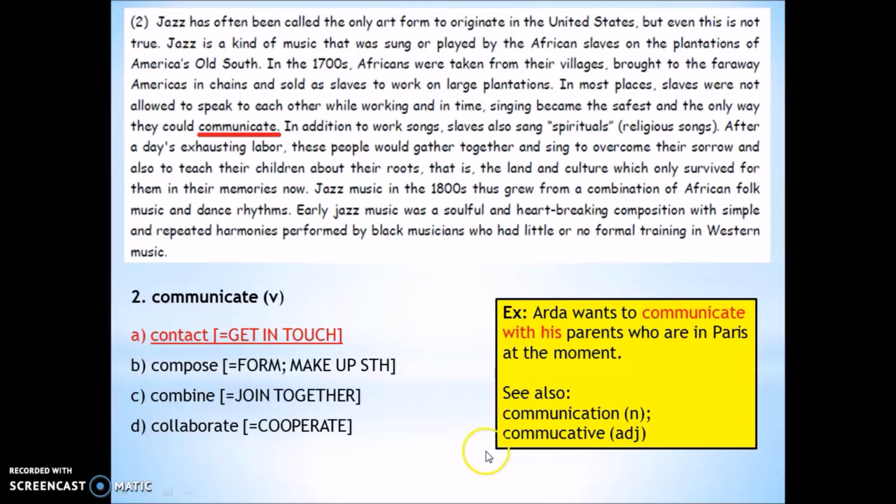Communication as a noun. You can communicate. Well, you can write down the adjective form as well. Communicative. Contact or get in touch can be synonyms of this verb communicate. All right.